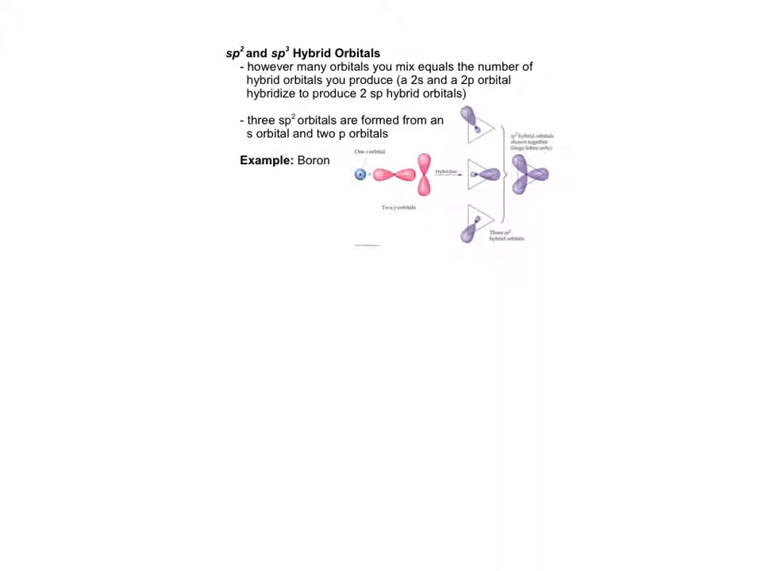So that covers linear molecules, but what about some of those other shapes? Well, as you need to, you can pull down more p orbitals to hybridize. However many orbitals you mix equals the total number of hybrid orbitals you produce. So a 2s and a 2p hybridize to make 2 sp orbitals. 3 sp2 orbitals are formed from an s orbital and two p orbitals. Those all combine together to get this, which is going to give you our characteristic trigonal planar shape. So whenever you see something that has a trigonal planar shape, you know that you probably have this sp2 going on there.